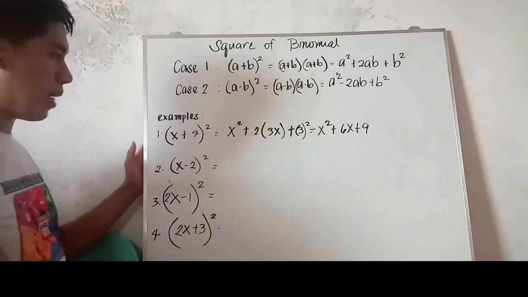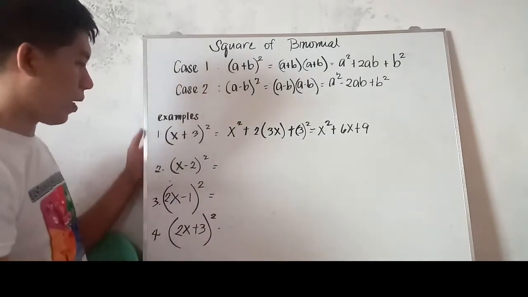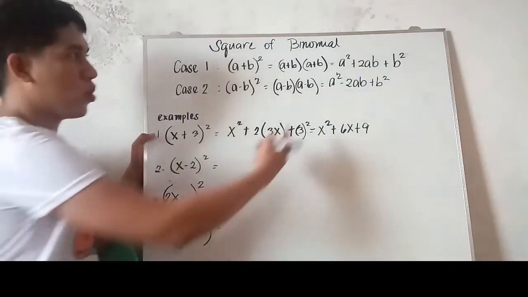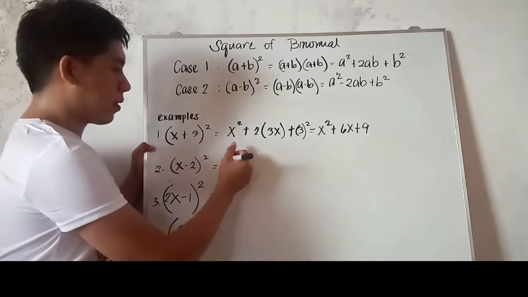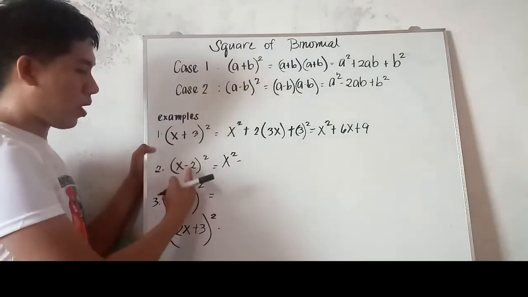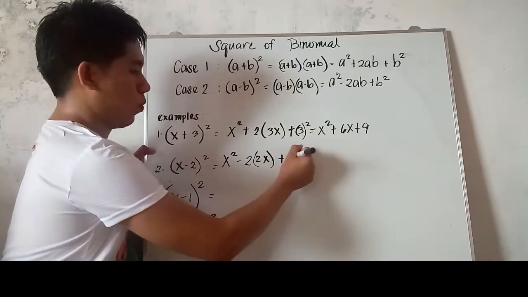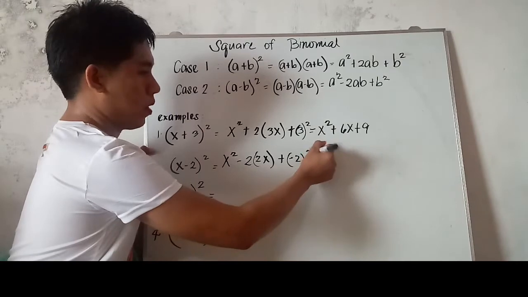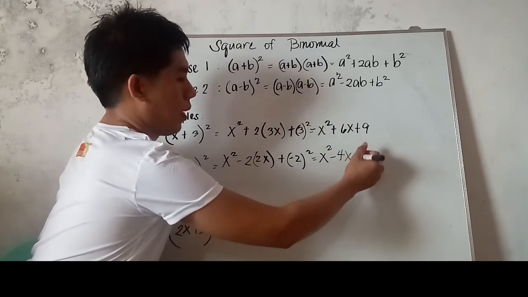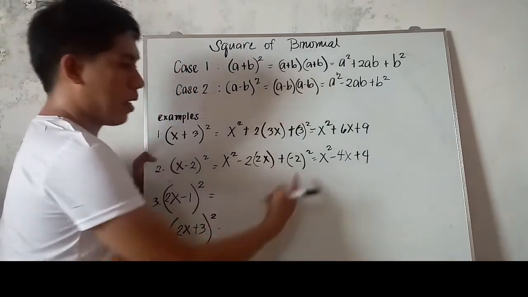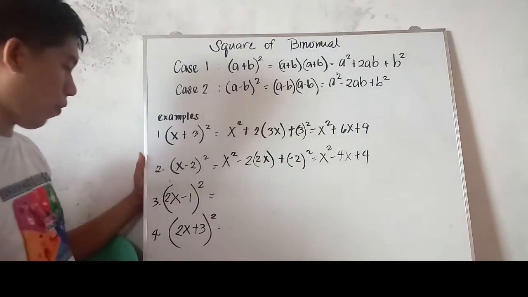Number 2. In number 2, we have (x - 2) squared. It corresponds to case number 2, (x - 2) times (x - 2), which will become, we will take the square of our first term. We have x squared, then get twice the product of the first and the last, which is 2x, then get the square of our last term, which is negative 2, then simplify. So we have here x squared minus 4x plus 4. Negative 2 times negative 2 is equal to positive 4. So we have here the result x squared minus 4x plus 4.